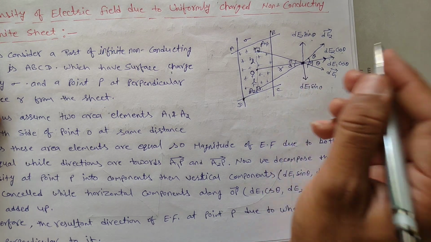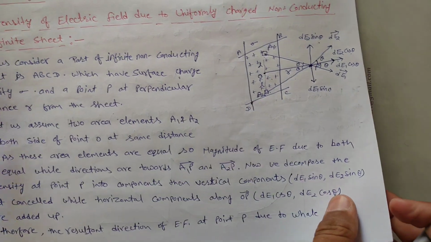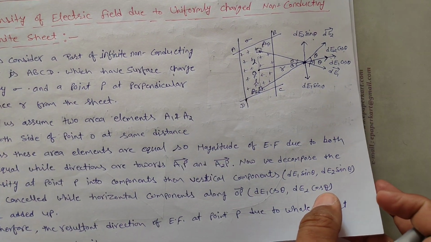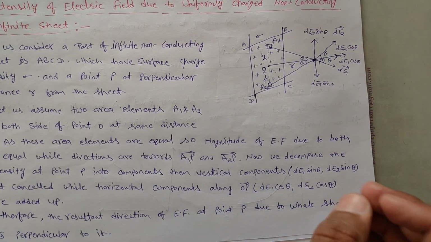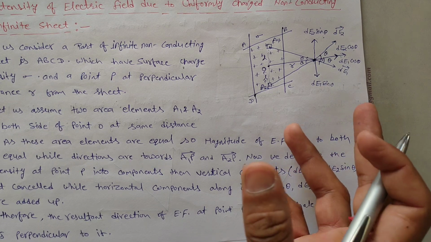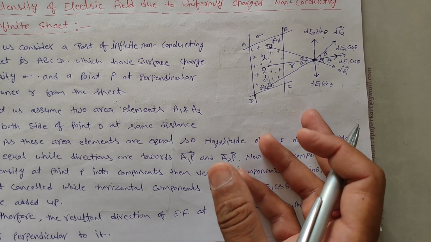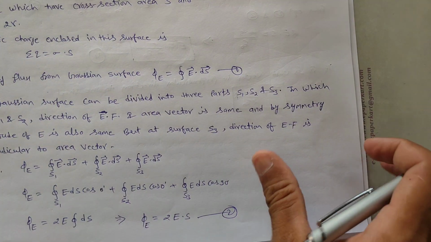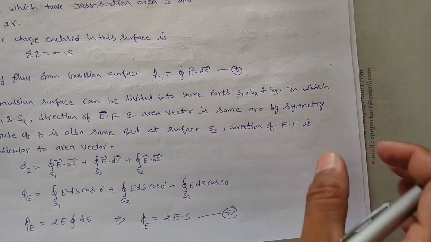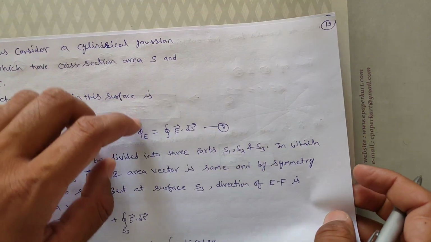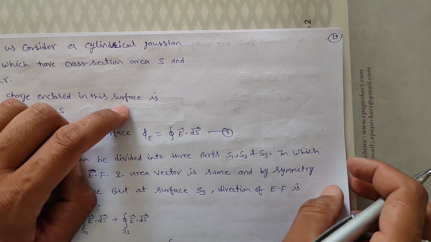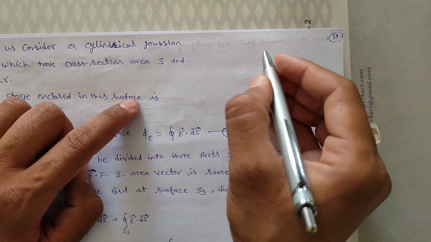Now we determine the electric field intensity. For this we imagine a Gaussian surface. A Gaussian surface can be a triangle, cylindrical or spherical. Now let us consider a cylindrical Gaussian surface which has cross-section area S and length 2r, like this.